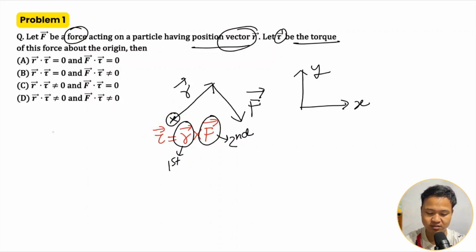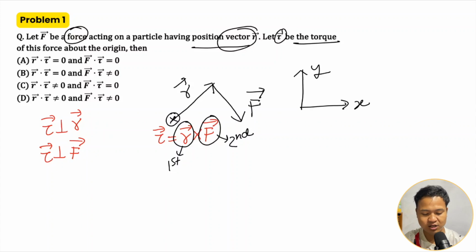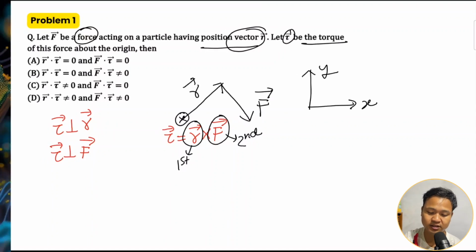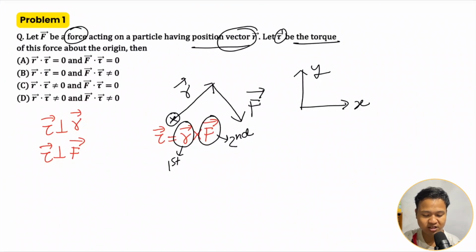So that means, first thing, the torque is perpendicular to R. And the torque will be perpendicular to F. R and F are in the same plane, the XY plane, so the torque will be along the Z axis. Right? So let's answer the question.